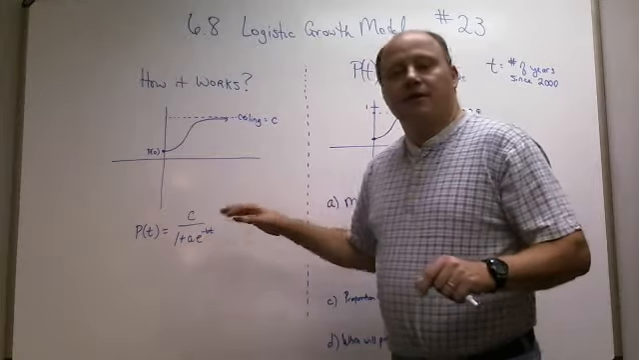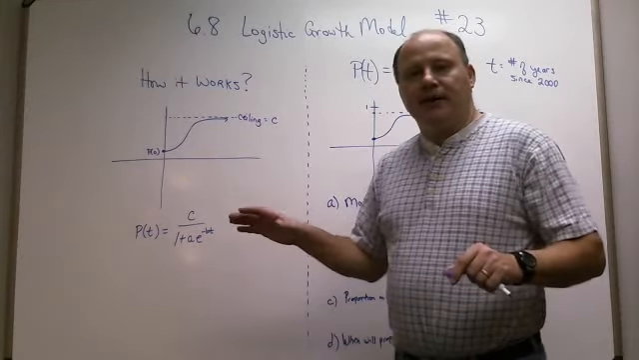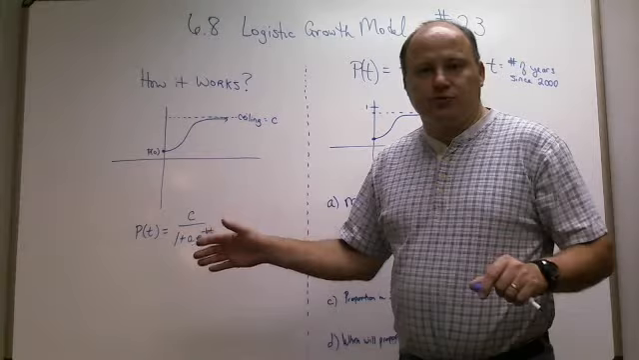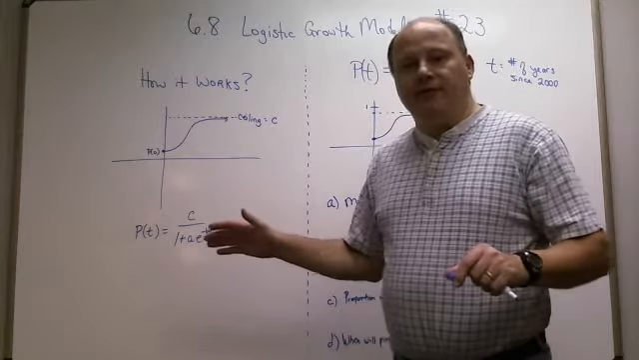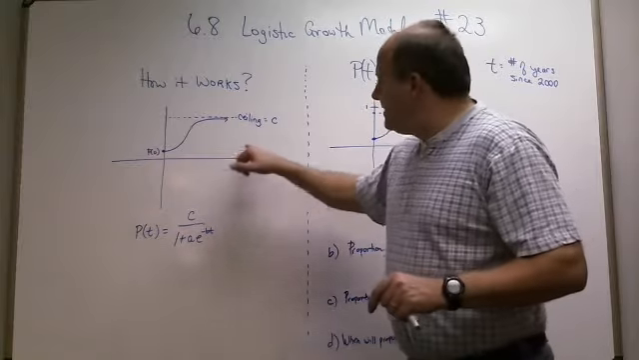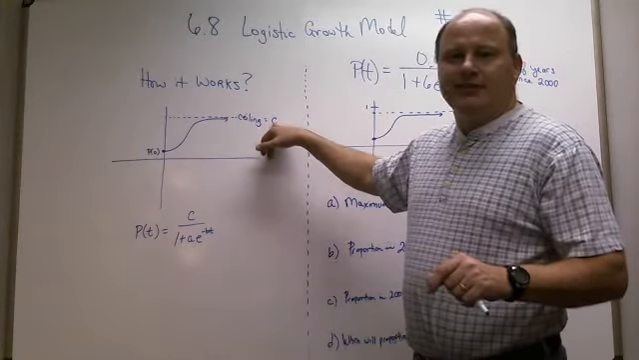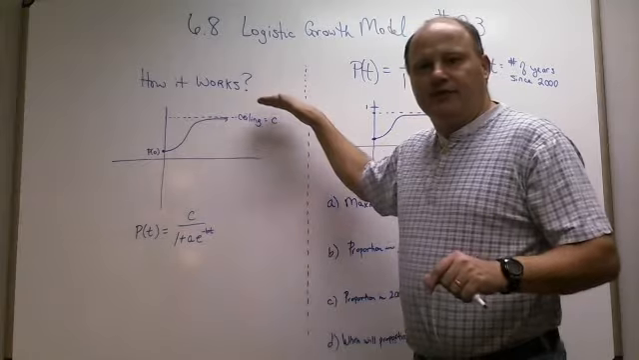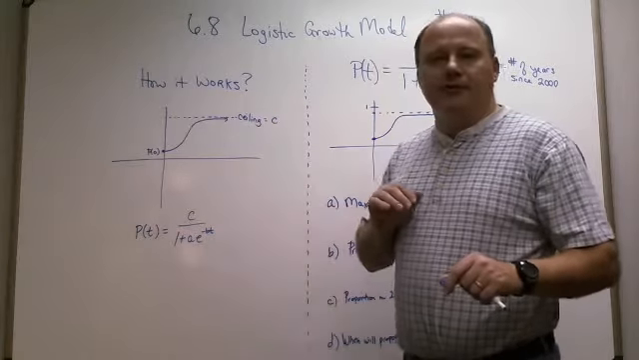Now, A and B are constants, and those numbers depend on the actual problem, and will be given to you in the problem. As a matter of fact, the C will be too. And C is the ceiling. So that's easy to identify when it levels off. It's just the lone top number there.